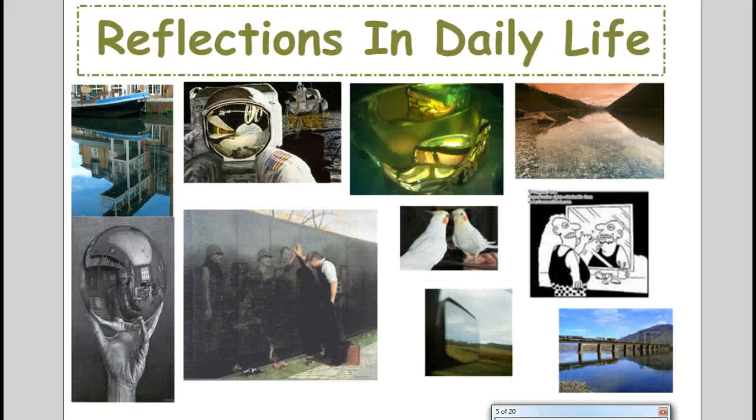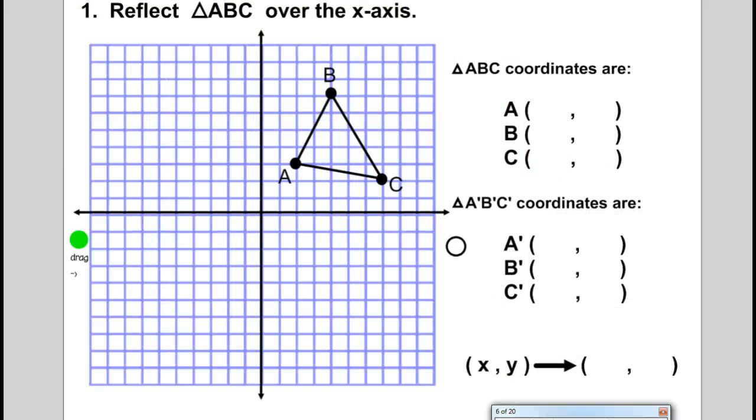Okay, here are some pictures of reflections in the real world. We've got Venice with the buildings, and you know how they have water as their roads. They get around in boats. We've got a large marble. We've got a war memorial. We've got the astronaut's mask. That's the eye of a bug. There's a cute little bird looking at himself in the mirror. Rear view mirror of a car. And then every time you have water, you have reflections.